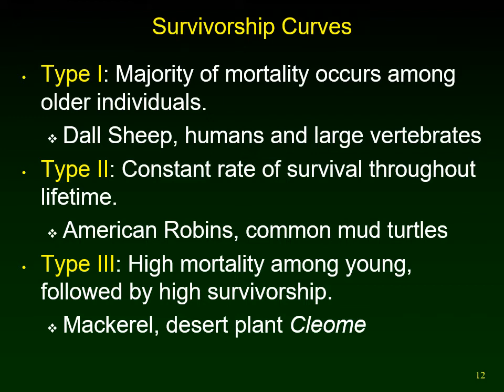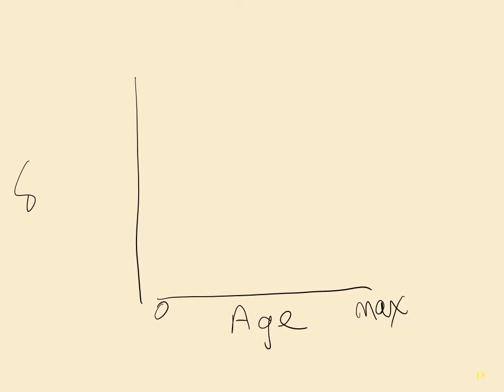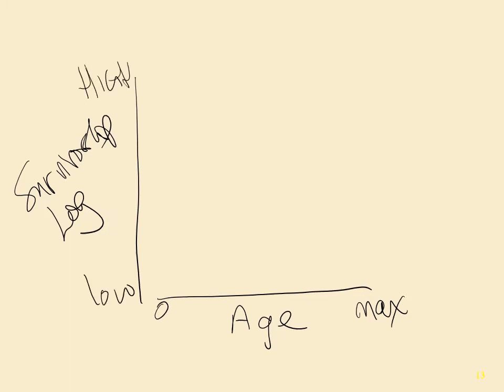And even though these are laid out as separate types, obviously there's a gray area. There's differences between, or areas between these. It's not perfect. So when we're drawing a survivorship curve, we've got the x-axis, remember, is your age from 0 to whatever your max is for your species. Your y-axis is going to be survivorship. And remember, you're going to log that. You're going to go from low survivorship to high, whatever scale you're using.